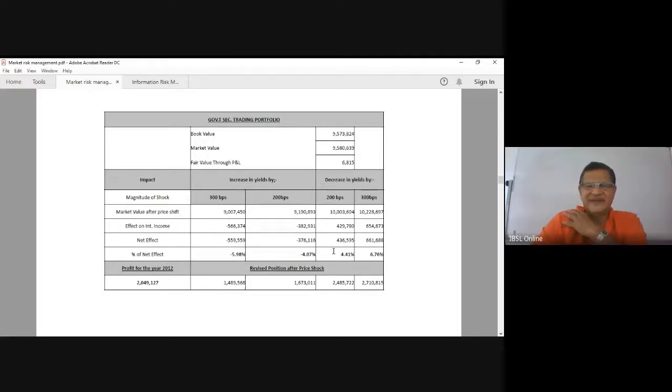If interest rate decreases, now you need to understand you are holding bonds. Bonds are actually deposits we made at the central bank, and we'll say we made at 10%. This entire 9.573 was made at 10%. Now on your right side, decrease in yield means the current interest rate has gone down by 0.2%. That is, then you get 9.8.